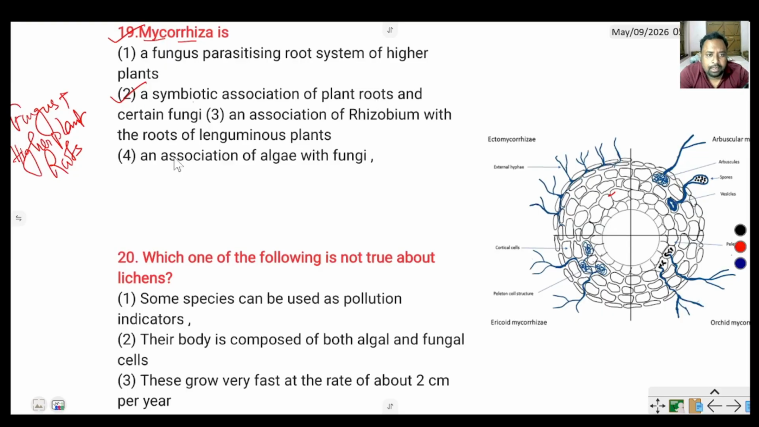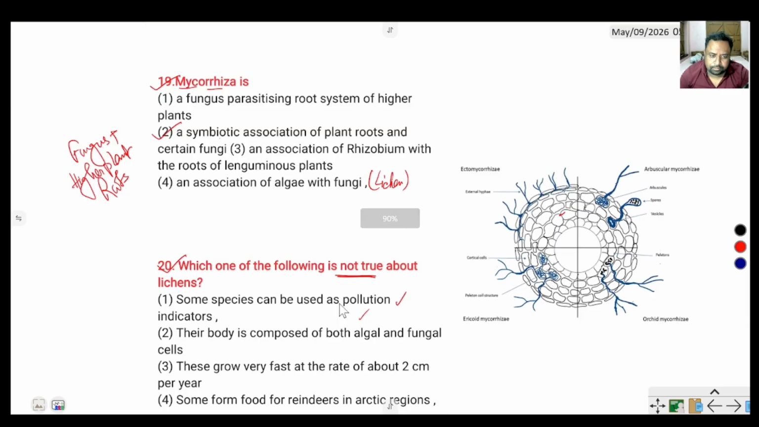Question number 20 says, which one of the following is not true about lichens? Some species can be used as pollution indicators. Definitely true. Their body is composed of both algal and fungal cells. This is also right. Some forms food for reindeer in the Arctic region. They grow very fast at the rate of 2 cm per year. No, they grow very slowly, 1 to a few millimeters per year. So option 3 is the wrong statement.